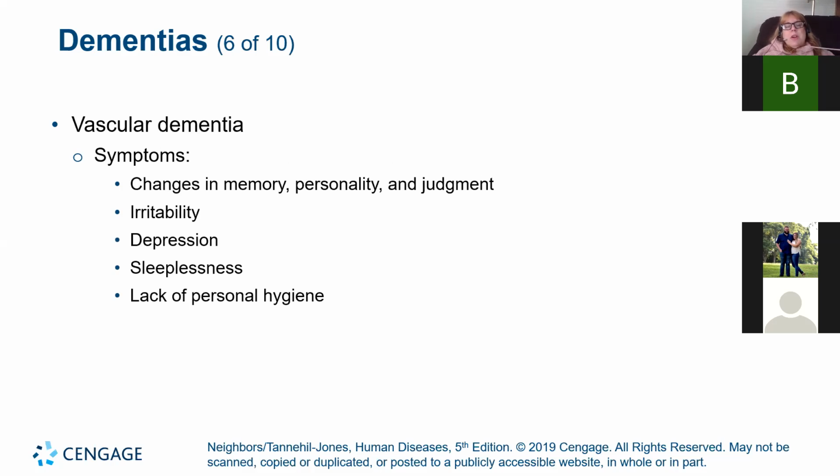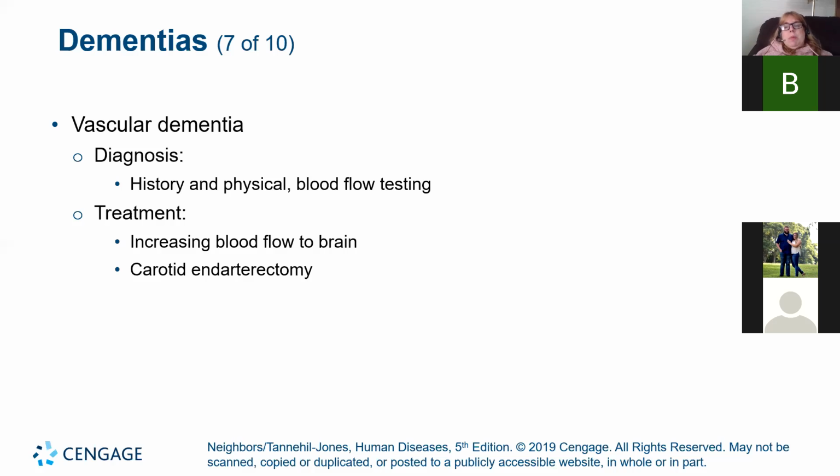Again, you're going to still see the changes in memory, personality, and judgment, the irritability, the sleeplessness, the lack of hygiene. But they're going to do a blood flow test, and that's how they can determine this one is different than Alzheimer's. Again, if they do find that it's due to decreased blood flow, they're going to figure out how to increase the flow to the brain.